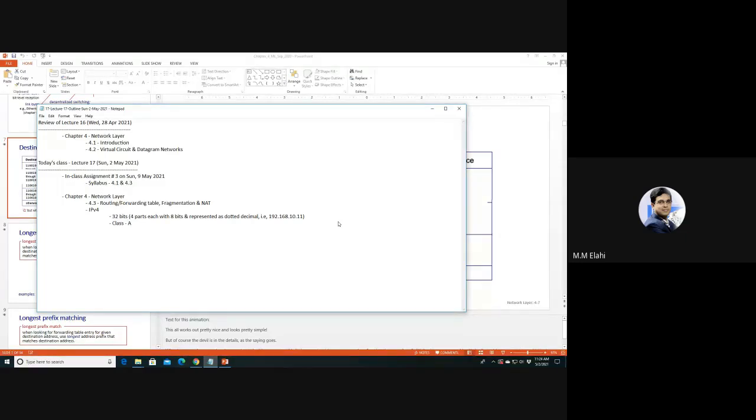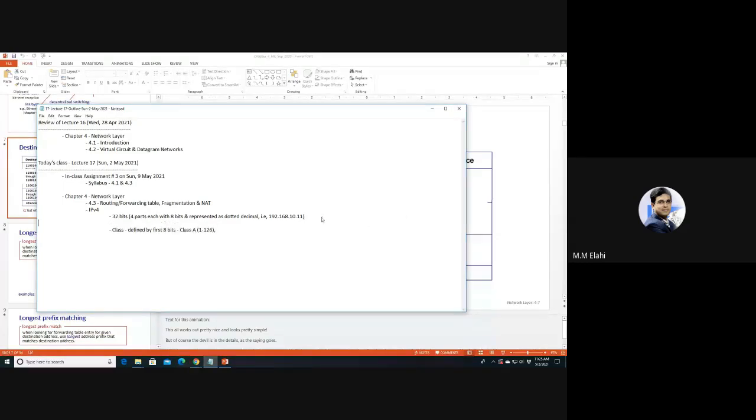If we say class A, class is defined by the first 8 bits of each number. So if I say class A, that means the first 8 bits converted to decimal will be 1 to 126. If you see the first 8 bits of an IP address converted to decimal is between 1 and 126, that is class A.